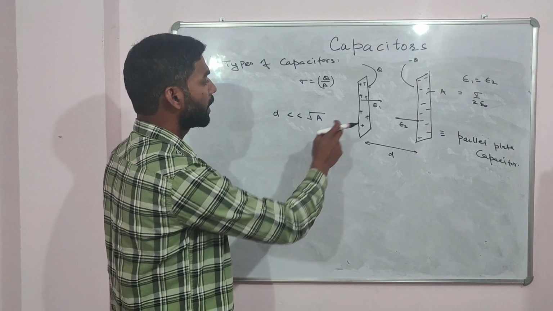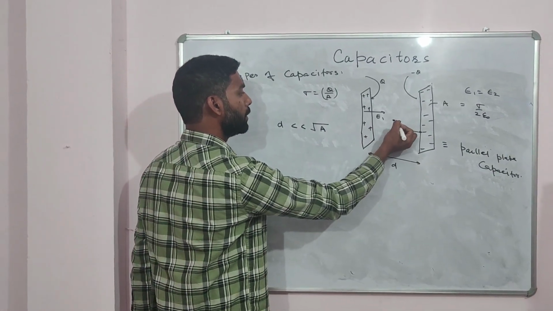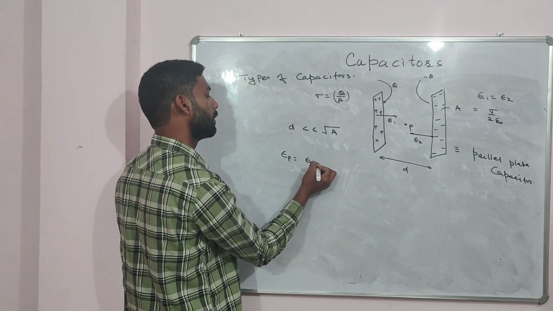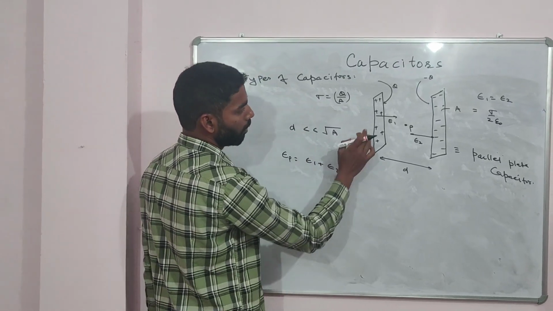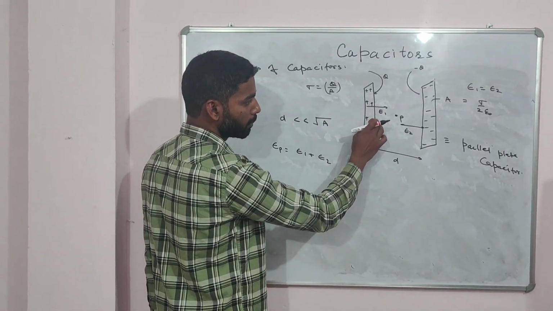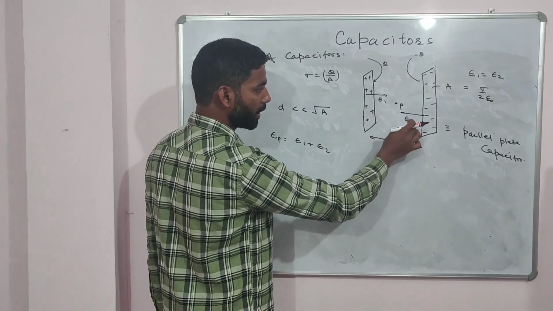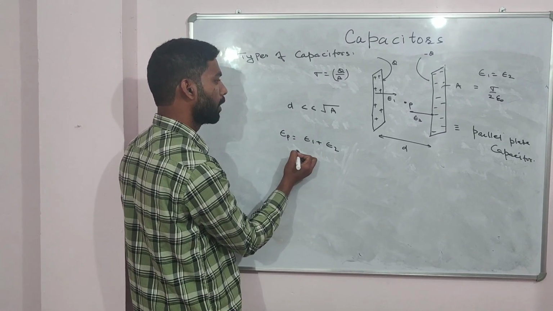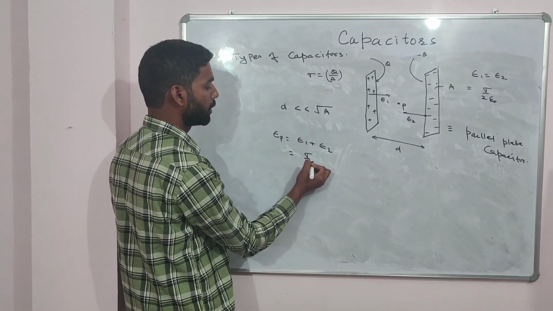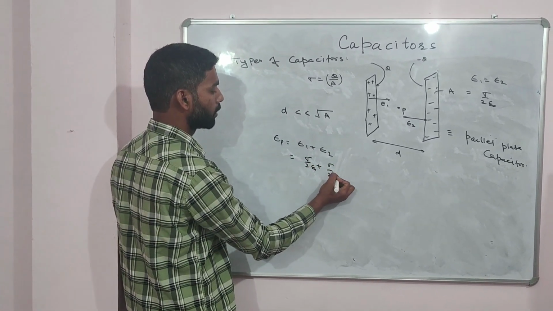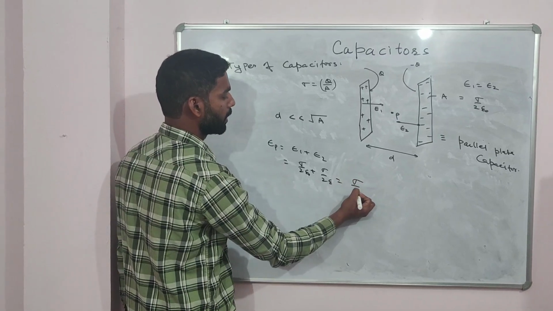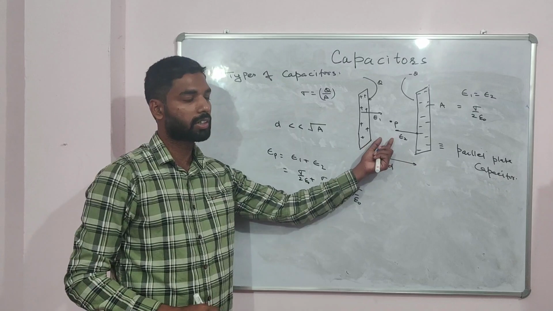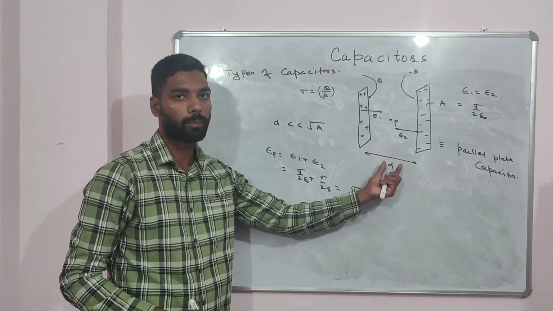So the net electric field at any point P can be given as E1 plus E2. Due to the positive plate the electric field is in this direction, and due to the negative plate also the electric field is in the same direction. So they will add up, and this will be sigma by 2 epsilon naught plus sigma by 2 epsilon naught, equal to sigma by epsilon naught. And now this electric field is constant because this region is very small.